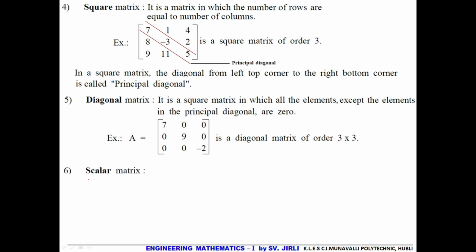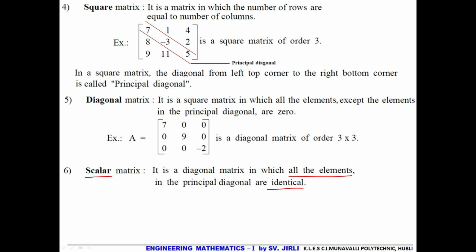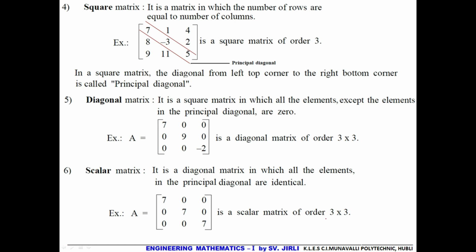Next we have scalar matrix. It is a diagonal matrix in which all the elements in the principal diagonal are identical, means same numbers. For example, here we see 7, 7, 7 is the principal diagonal containing the same number. Therefore, it is a scalar matrix of order 3 cross 3. Hope you are copying all the things clearly.